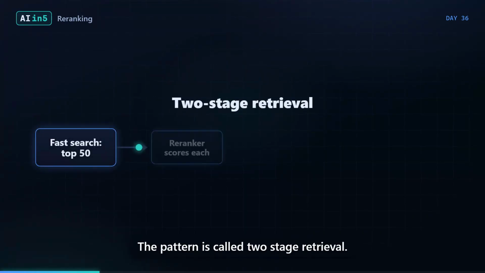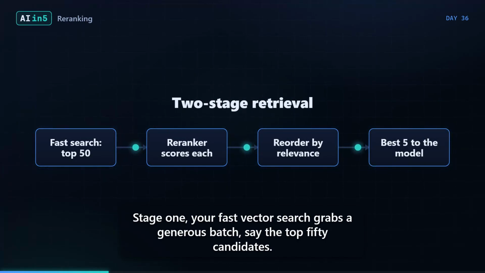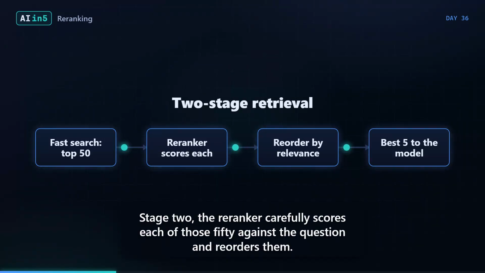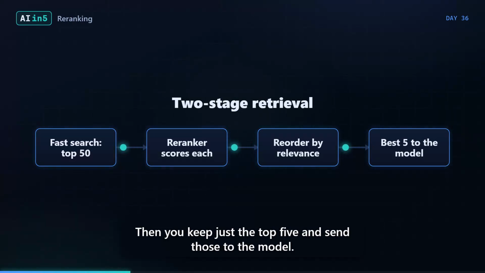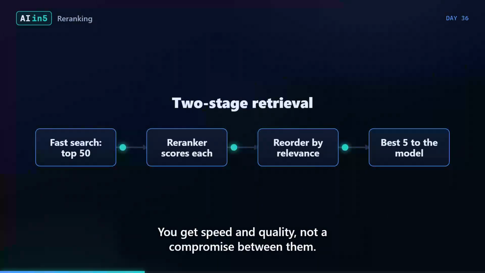Stage 1, your fast vector search grabs a generous batch, say the top 50 candidates. Stage 2, the re-ranker carefully scores each of those 50 against the question and reorders them. Then you keep just the top 5 and send those to the model. Retrieve wide and fast, then rank tight and smart. You get speed and quality, not a compromise between them.